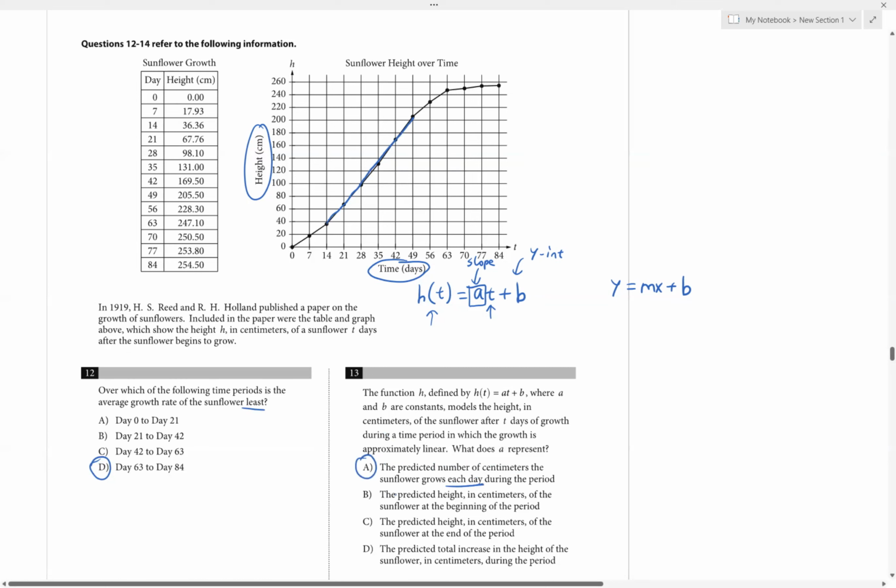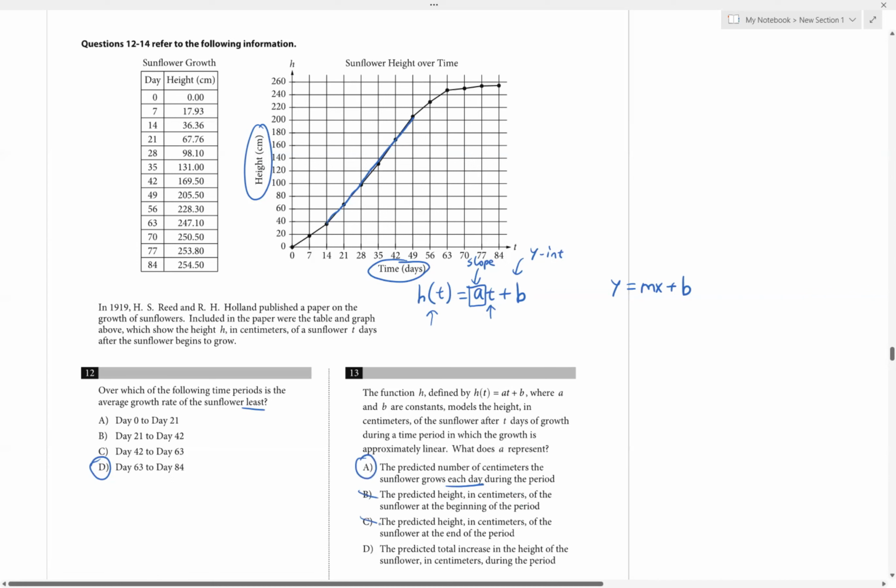But if you go through the other answer choices, B says the predicted height in centimeters of the sunflower at the beginning of the period. That will be the y-intercept, so that will be the b value, not the a value. C says the predicted height in centimeters of the sunflower at the end of the period. That will be the height at the end of the graph. Again, that's not the rate of change. That's the total height in the end.